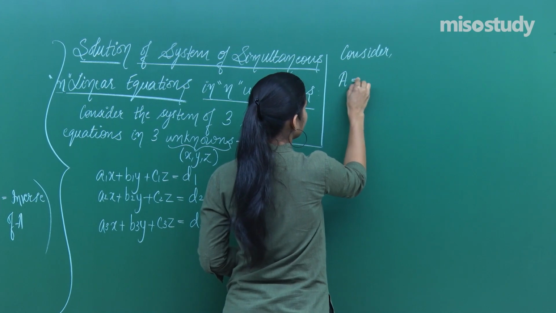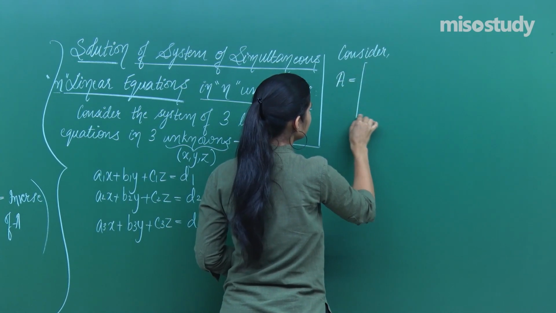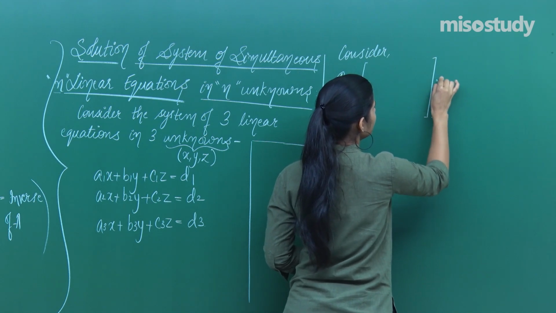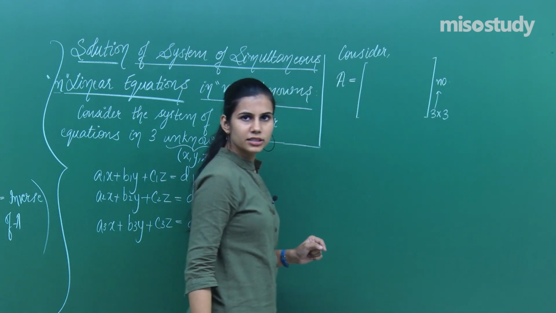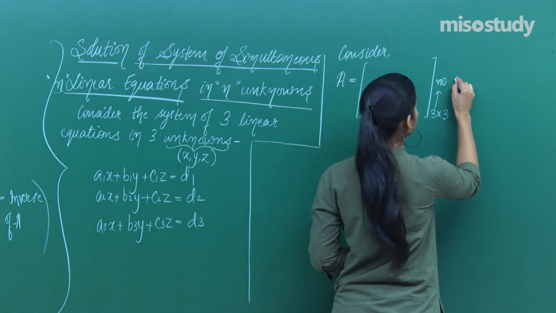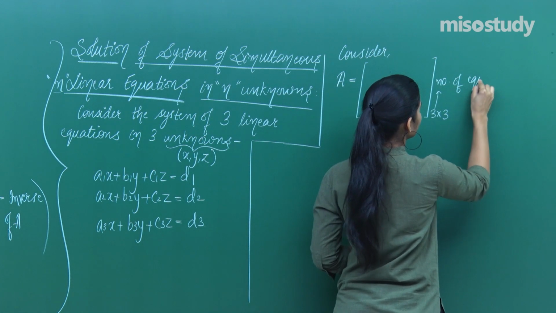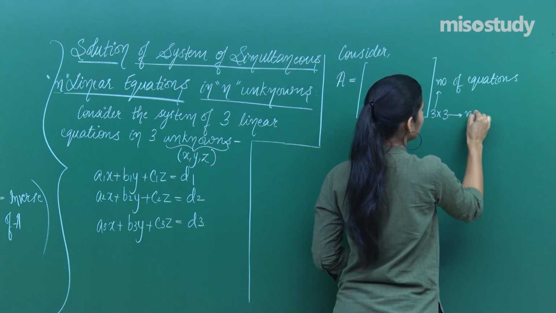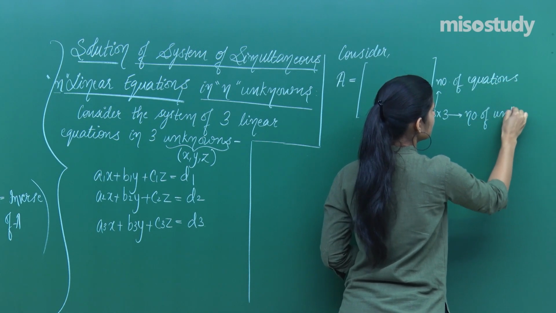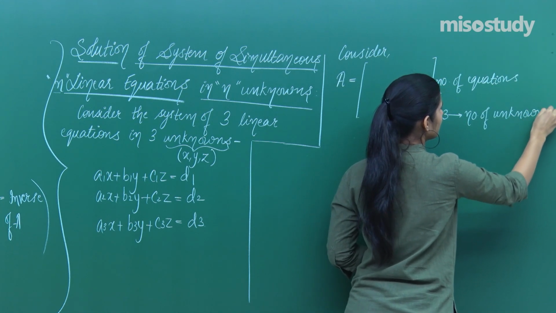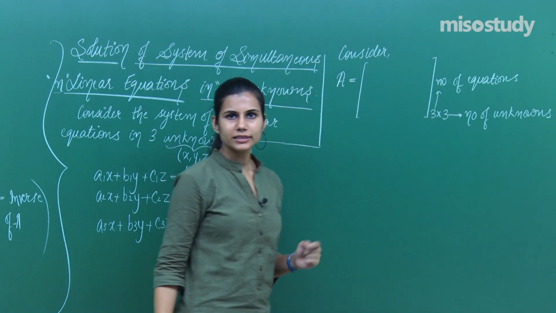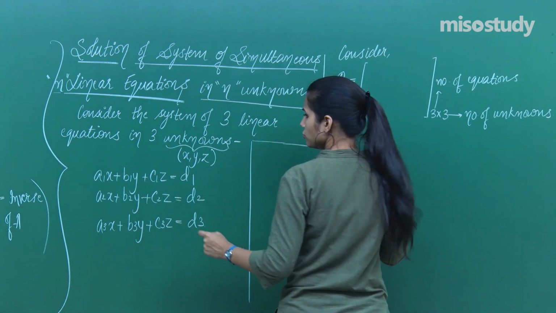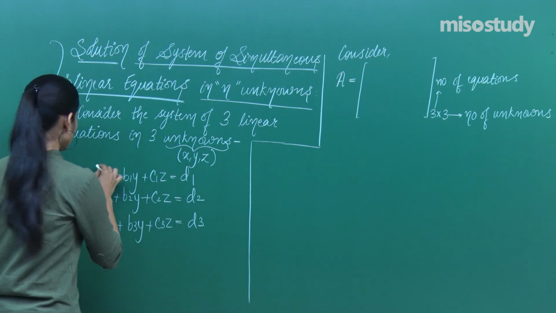Consider a matrix A which is a 3 cross 3 matrix. This 3 is for the number of equations and this 3 is for the number of unknowns. How many linear equations are there? 3. And how many unknowns? 3.